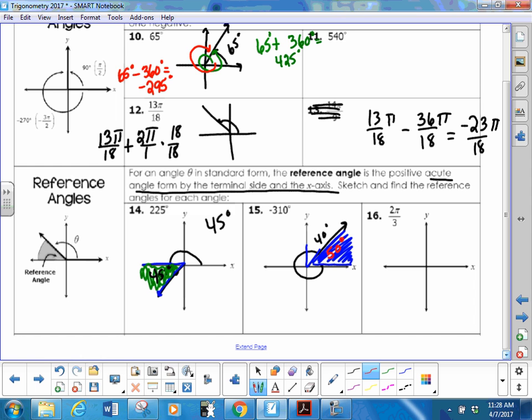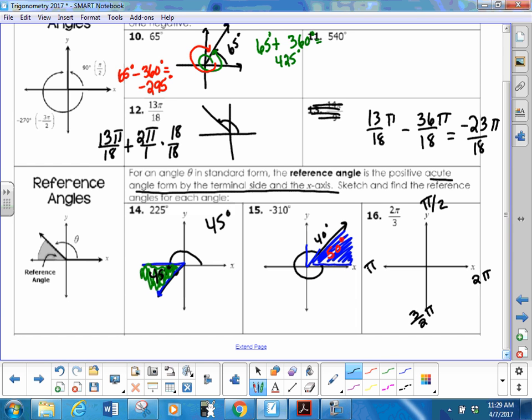Okay, I'm going to go ahead and do 16 with you. It's positive. So I start on the positive x-axis and go counterclockwise. Okay, now you're going to have to think about this. Remember how your pi's work. The whole thing's 2 pi to go all the way around. This is half a pi. This is a whole pi. This is a pi and a half. And that's 2 pi.